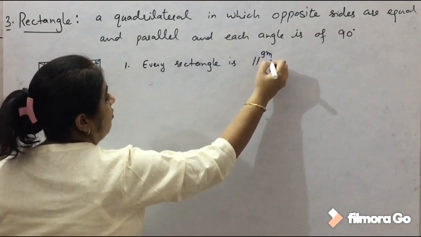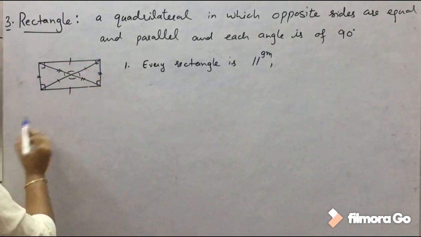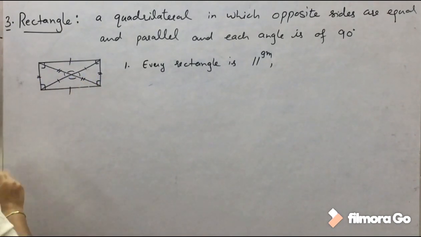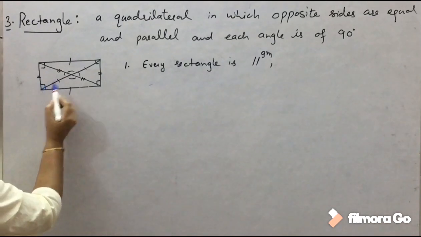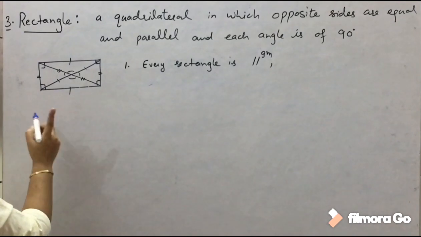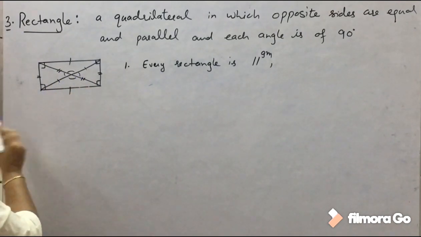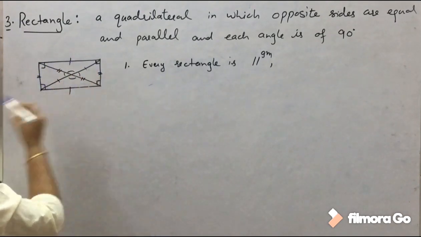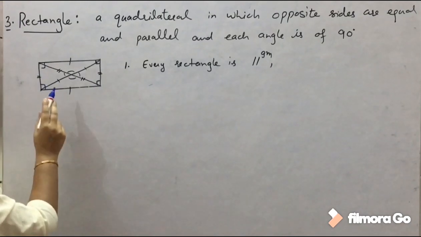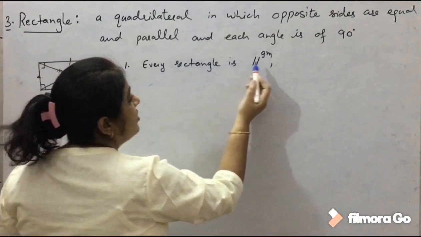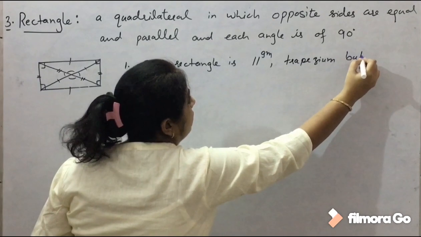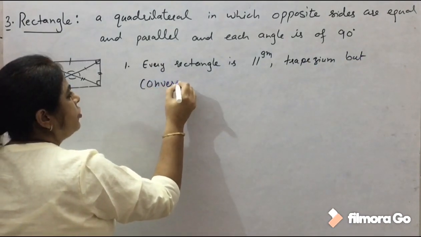parallelogram. Why? Because in a parallelogram, what was the condition? That opposite sides are equal and parallel. Here also we have the same. There was one more condition, that opposite angles are equal. It means here also we have opposite angles equal. The third condition was that diagonals bisect each other. It means every rectangle is a parallelogram. If it is a parallelogram, then it must be a trapezium, because every parallelogram is a trapezium. So every rectangle is a parallelogram and trapezium. But the converse is not true.